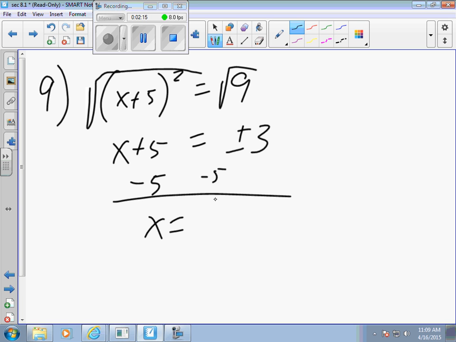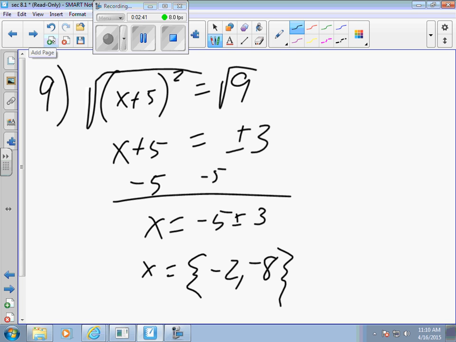To get the x by itself, I have to subtract 5 from both sides. Here's where a lot of mistakes happen. Because there's a plus or minus in front of this number, we can't just put the negative 5 underneath it. We have to put it in front of the plus or minus. Now, we're going to get our two answers. I have negative 5 plus 3 gives me negative 2, and negative 5 minus 3 gives me negative 8.